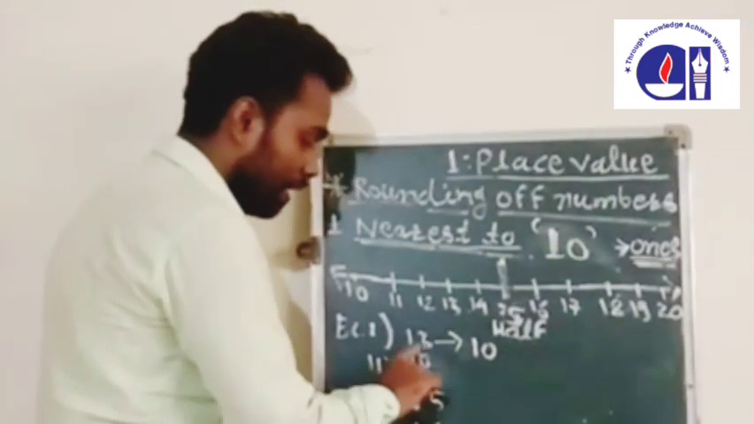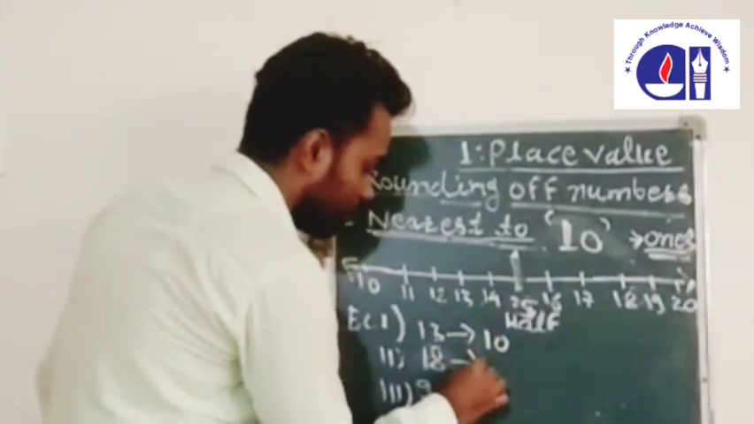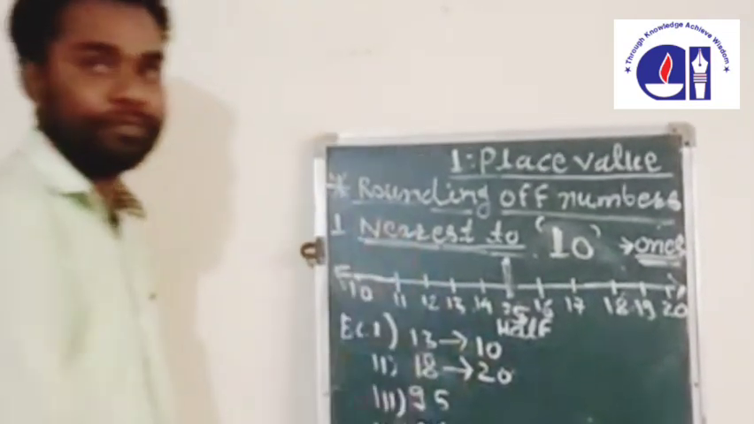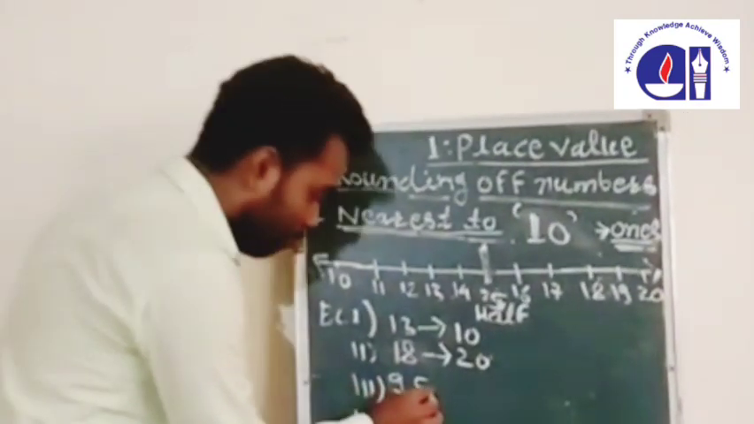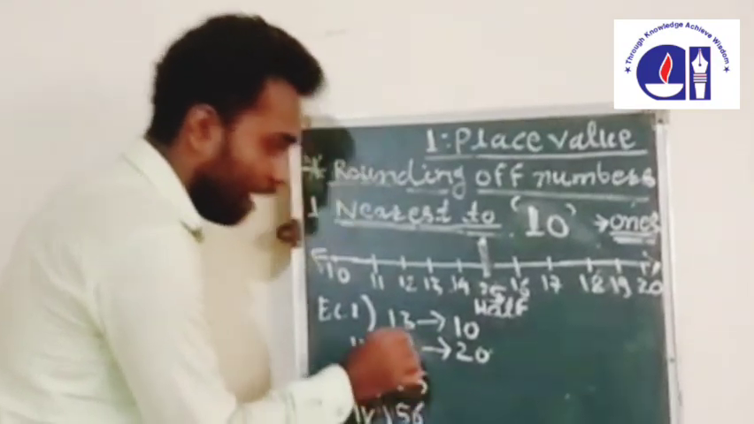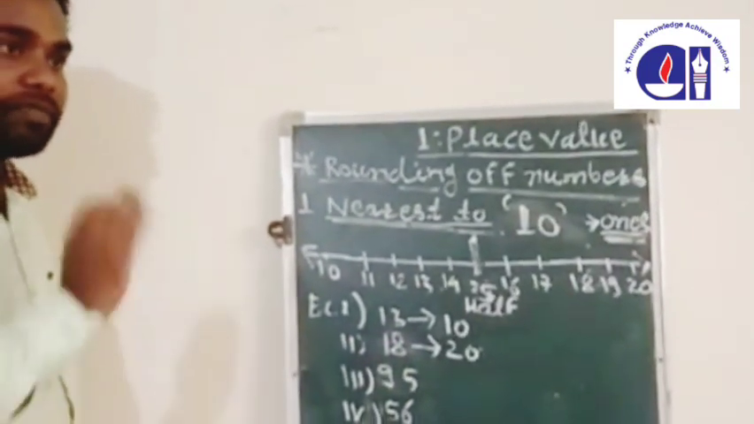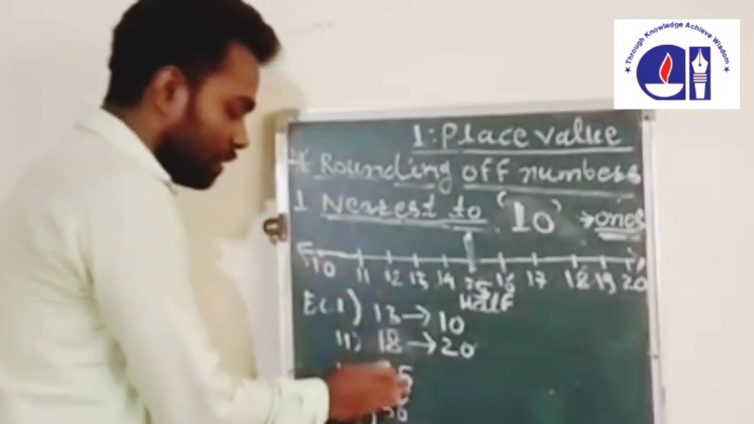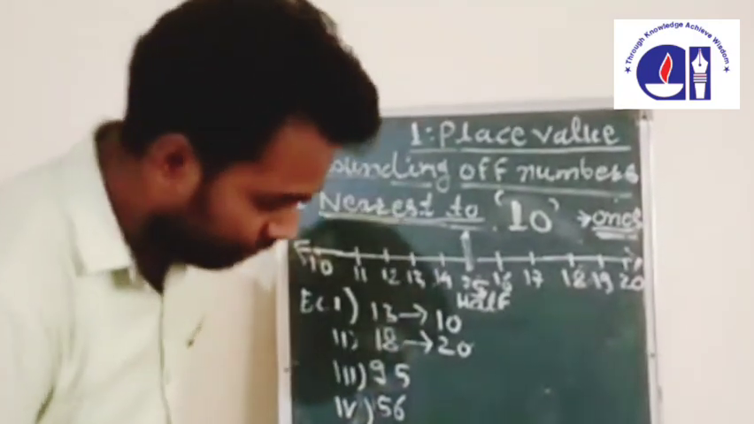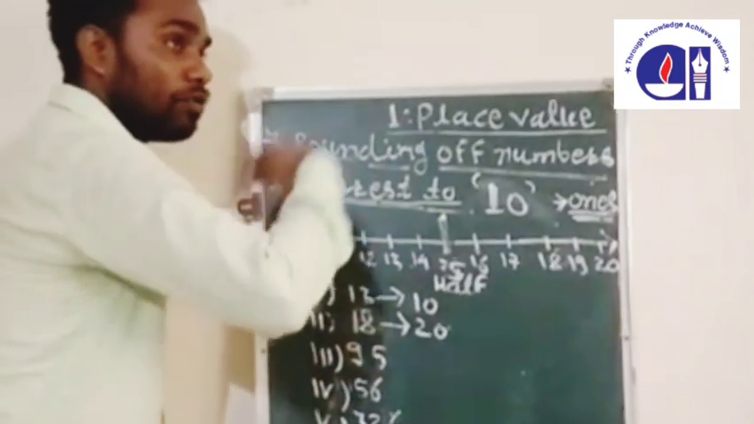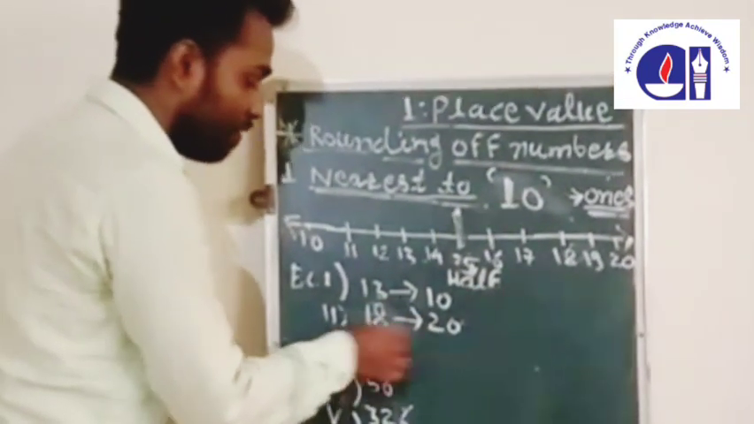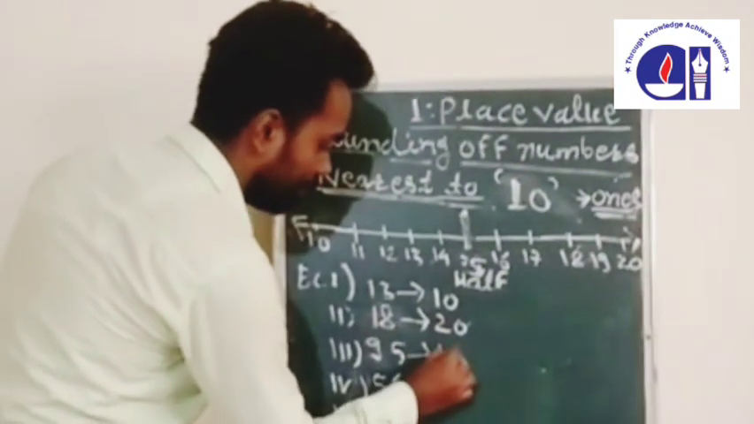The next 10 after 18 is 20, so 18 is nearest to 20. Now see this number, 95. The ones place of 95 is 5. If the digit in the ones place is 5 or more than 5, the given number is rounded to the next 10, and the next 10 after 95 is 100.